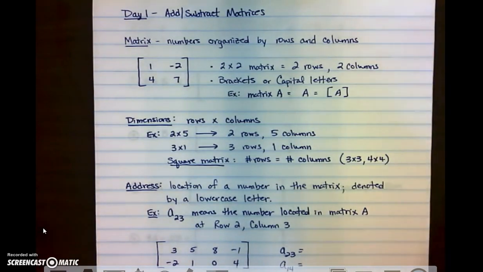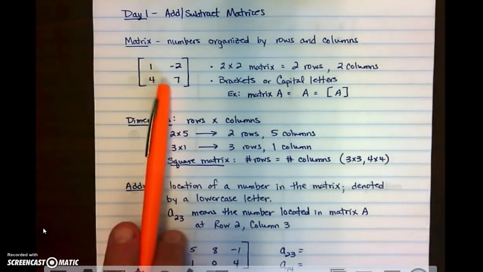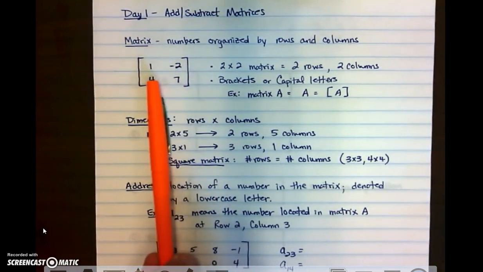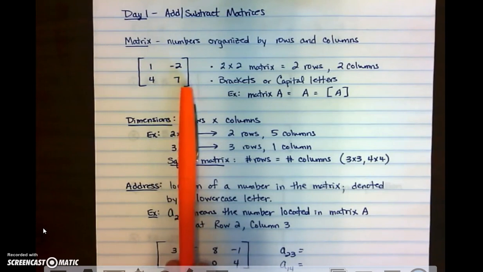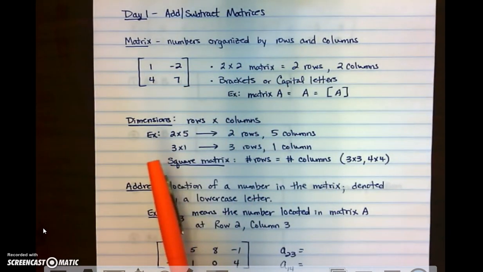So, adding and subtracting matrices. First of all, let's just get some definitions of vocabulary out of the way. A matrix basically is just numbers that are organized by rows and columns. Sometimes you may hear it called an array of numbers, but basically it's numbers organized in rows and columns. So this is what a matrix would look like. It would have two rows going across this way, and then it has two columns going down this way. So we would call it a 2 by 2 matrix, 2 rows, 2 columns.